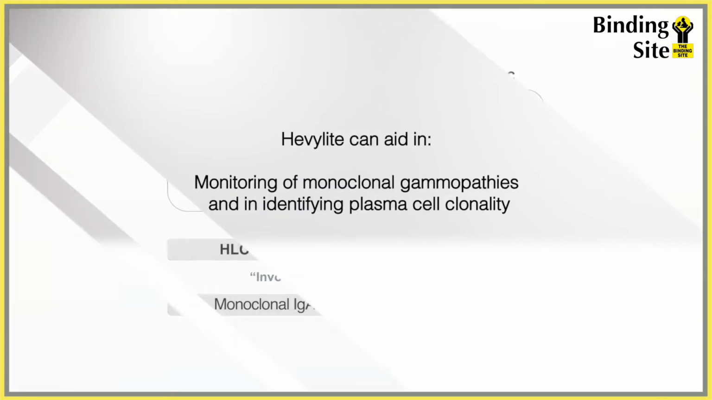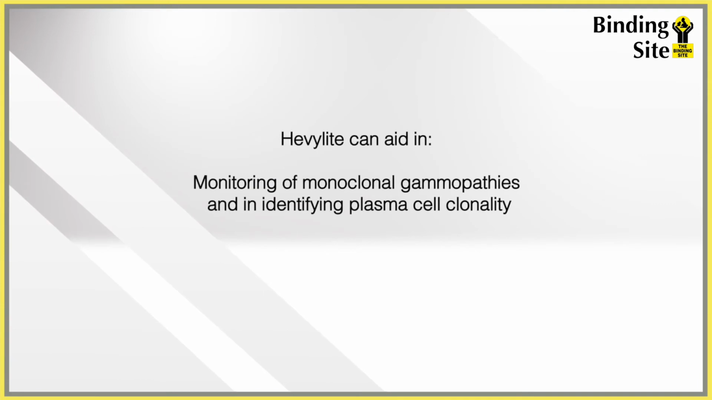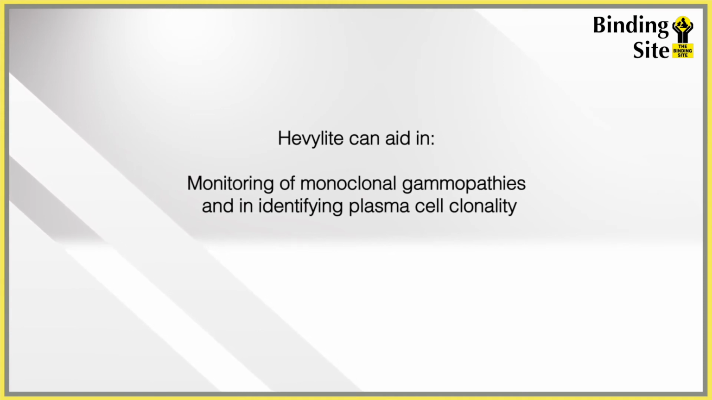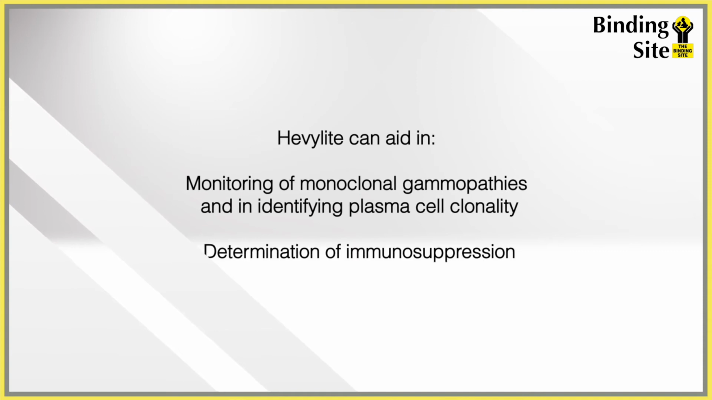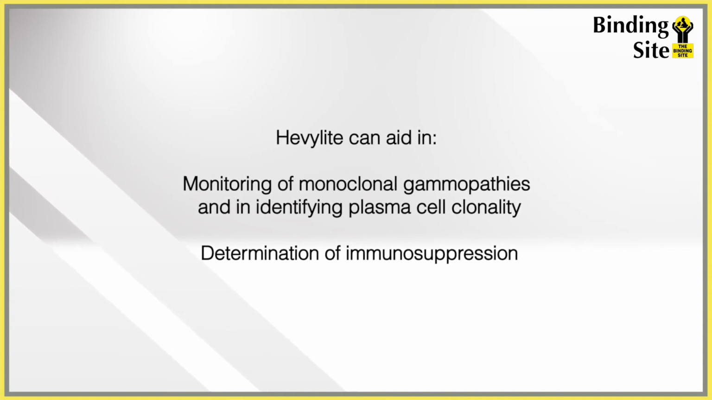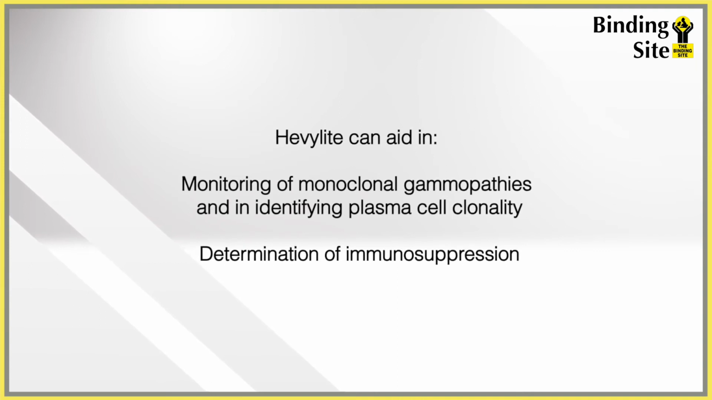Therefore, Hevylite can aid in the monitoring of monoclonal gammopathies and in identifying plasma cell clonality through calculation of the heavy light chain ratio. In addition, Hevylite can aid in the determination of immunosuppression with the additional strength of measuring isotype-matched immunoparesis.